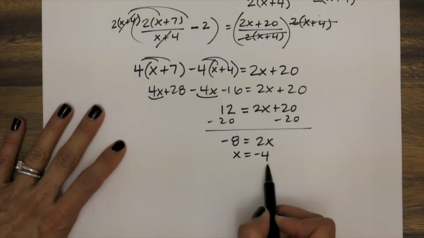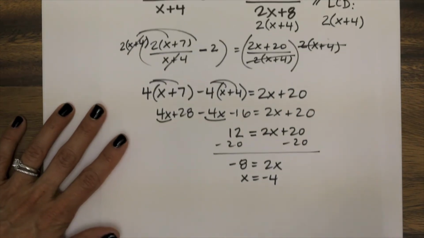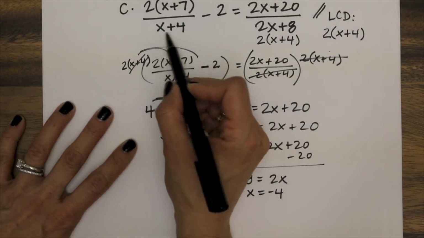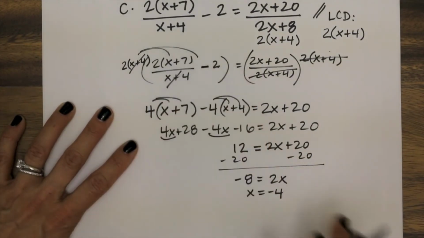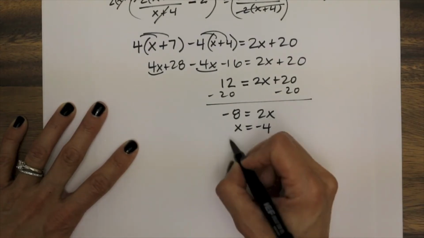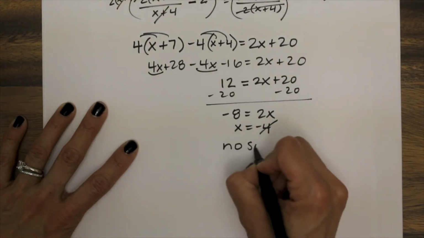Don't forget, once you get an answer, you want to double check it with the original problem to make sure it doesn't make a 0 in the denominator. In this case, if we take negative 4 and plug it in right here, negative 4 plus 4 gives you 0, which can't happen in the denominator. So this is not going to be an answer, and it's just going to be no solution.